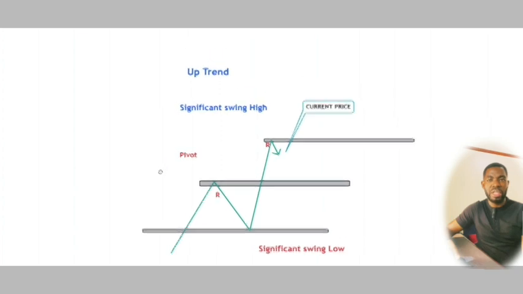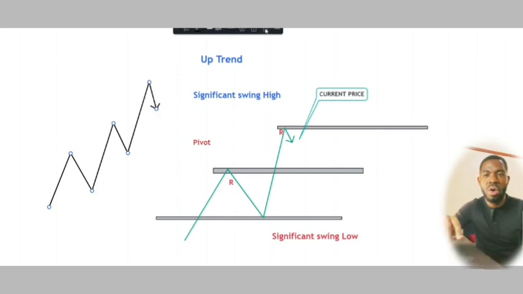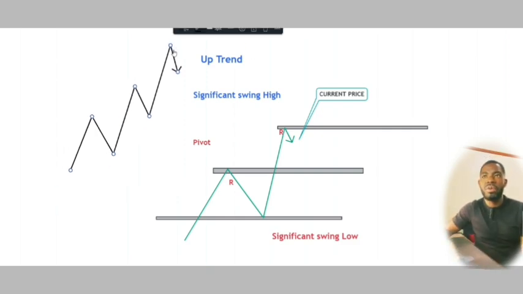It works only in a trending market. Like in an uptrend, you have to have higher highs, higher lows, higher highs, higher lows, higher highs, and higher lows. So for it to be effective, you must have a movement like this one. So take care. Right, so we are looking at an uptrend here.